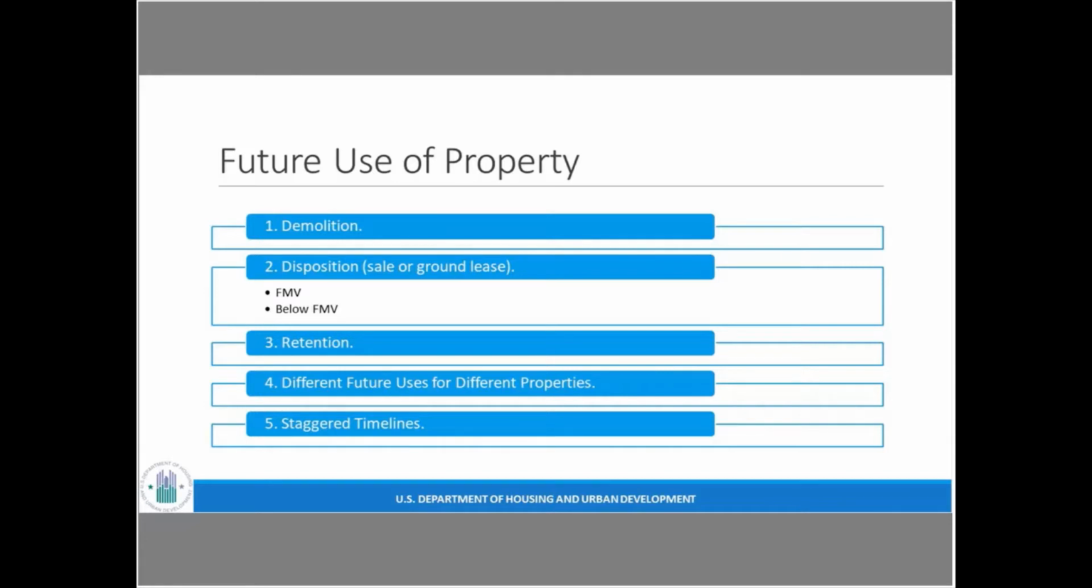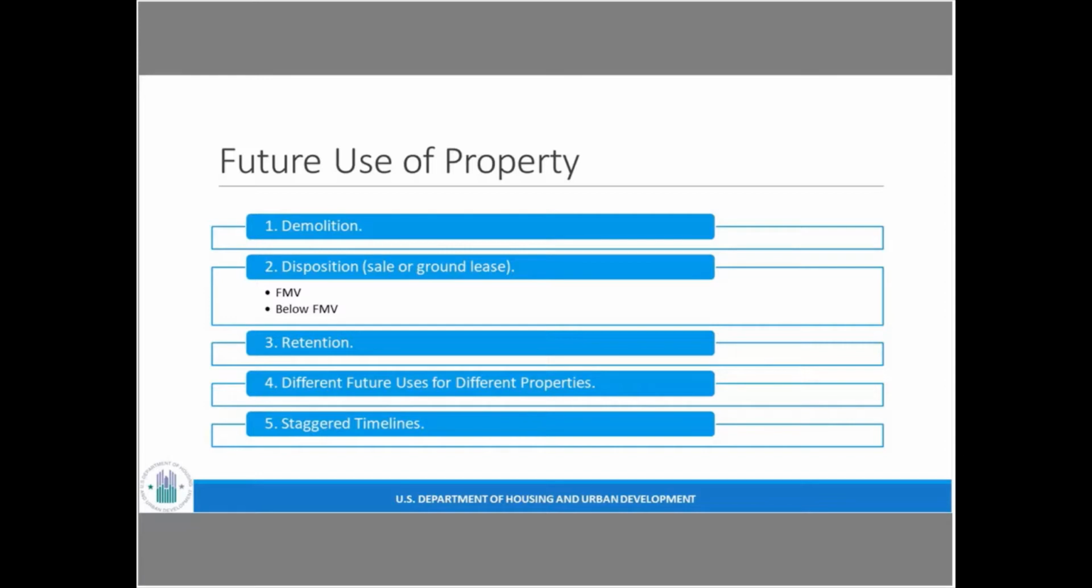Housing authorities, especially if they have different locations, different properties on different parcels, can propose different future uses for different properties. So this is at local discretion. A housing authority could sell some units on the open market at fair market value and then transfer others to an affiliate entity at below fair market value for the continued use as affordable housing. So it doesn't have to be one future use and one acquiring entity for all the units.